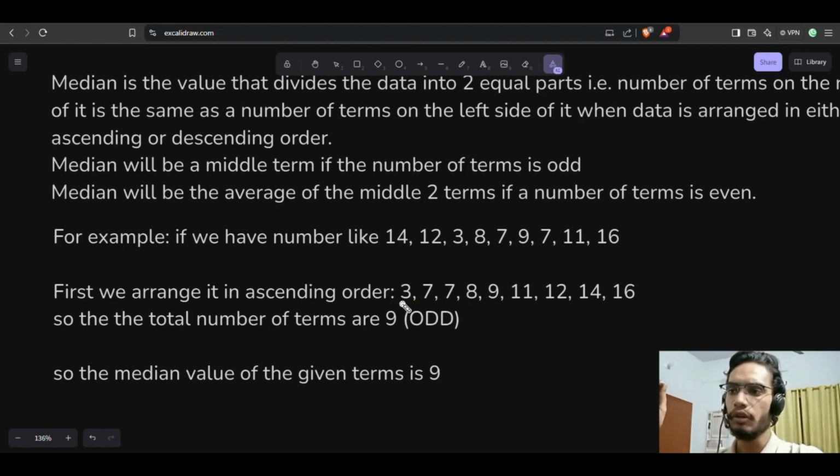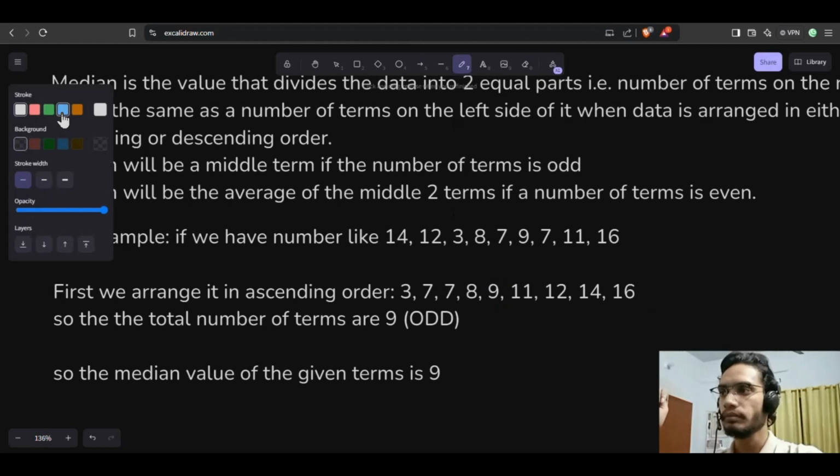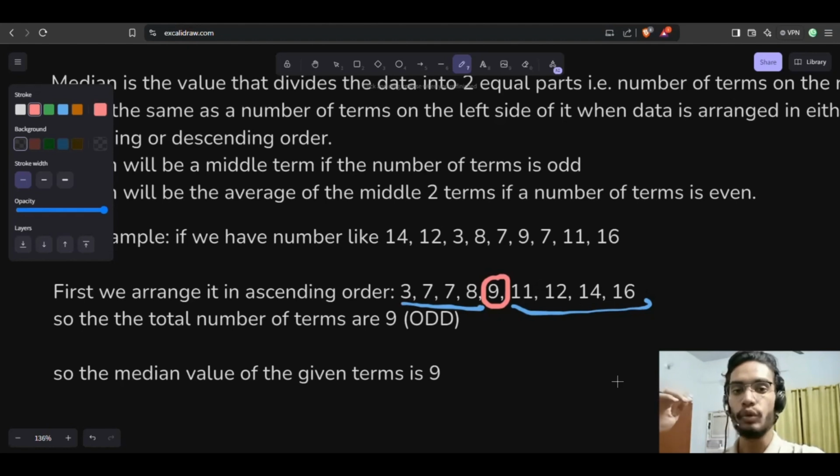So I arrange it in ascending order, and then you can see that this number 9 is dividing the whole data. If I create this split, these are the 4 numbers, and these are the 4 numbers. And 9 is the only number that is dividing this data set into two equal parts. There are 4 numbers here and 4 numbers here. So it is known as the median of the data.